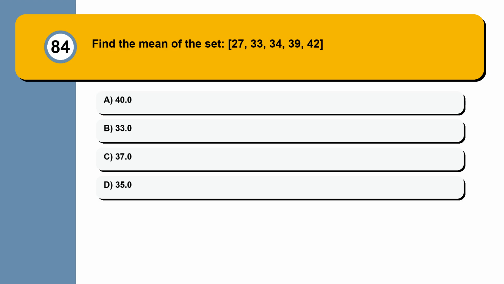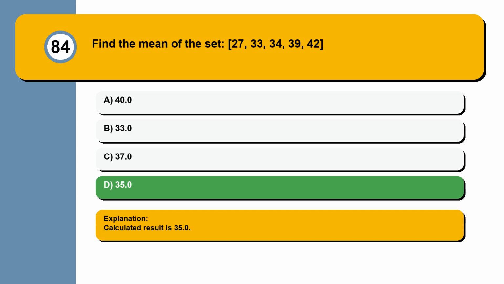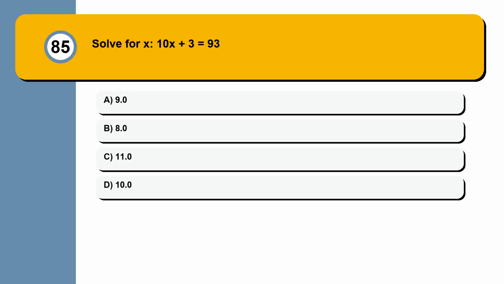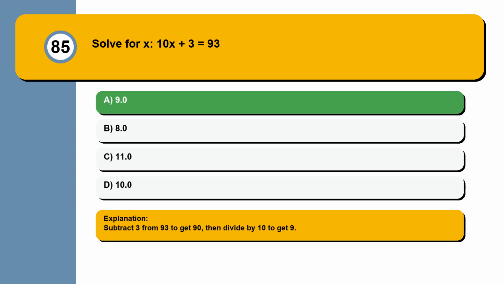Question 84. Find the mean of the set 27, 33, 34, 39, 42. 40.0, 33.0, 37.0, 35.0. Calculated result is 35.0. Question 85. Solve for x. 10x plus 3 equals 93. 9.0, 8.0, 11.0, 10.0. Subtract 3 from 93 to get 90, then divide by 10 to get 9.